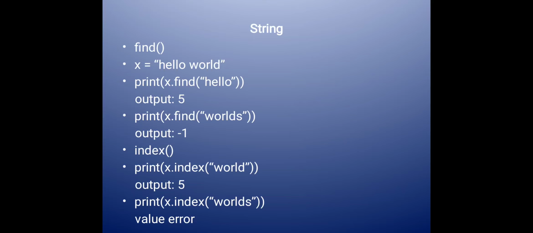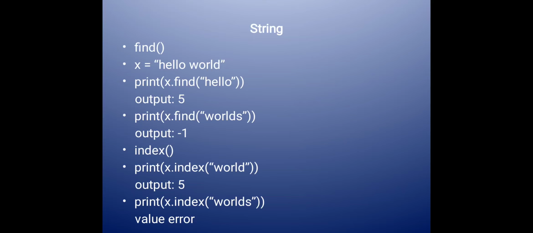Sorry, it's my mistake. Here the output will be 0. That means if we are searching for the word hello, the output will be the index of the letter H. The index of H is 0, right? So the output will be 0. Next, print x dot find worlds. Actually, there is no word like worlds in hello world, so the output will be -1.